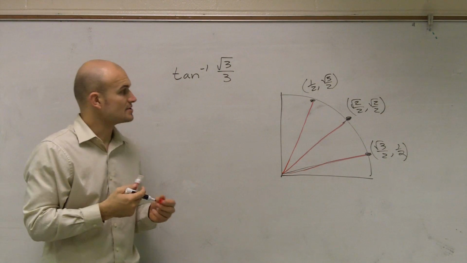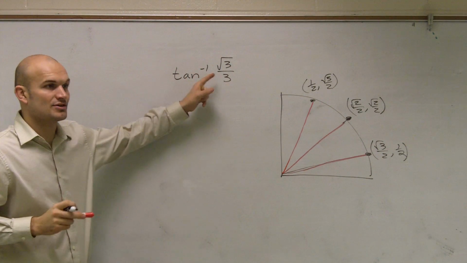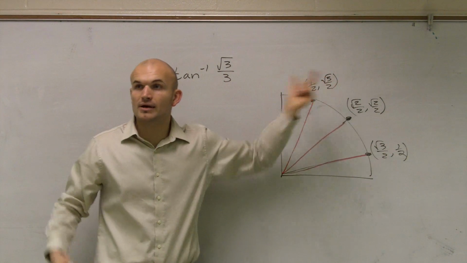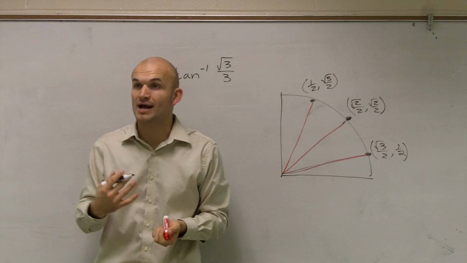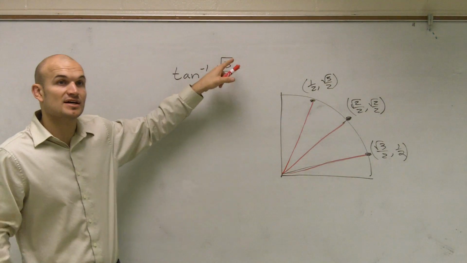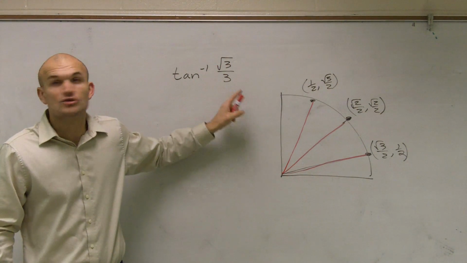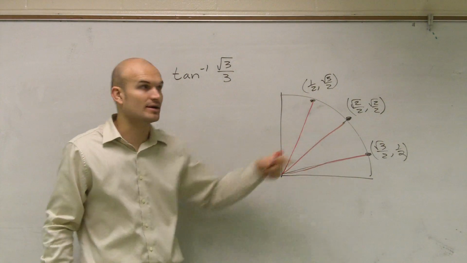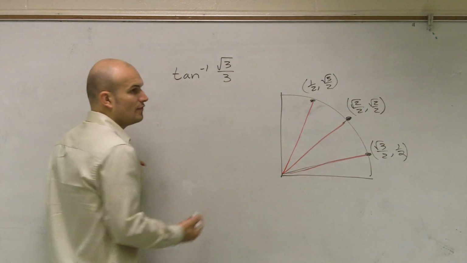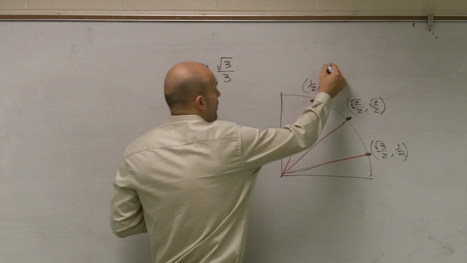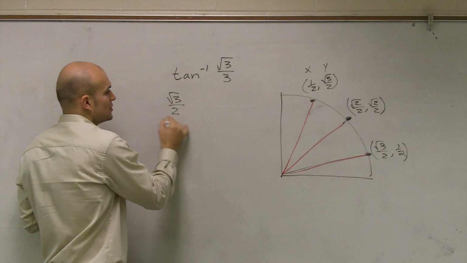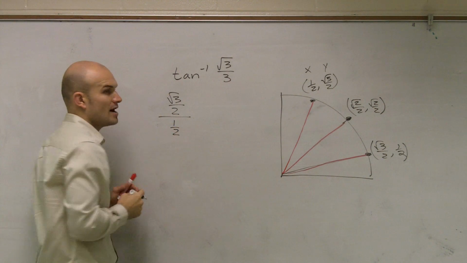So how do I get a tangent, right? Because we know cosine is x and sine is y. And tangent, remember, is y over x. So one of them gives us square root of 3/3. So which one of these angles gives us square root of 3/3? What I can do is take all of them and put my y over my x. So the first one, I do square root of 3/2 divided by 1/2.